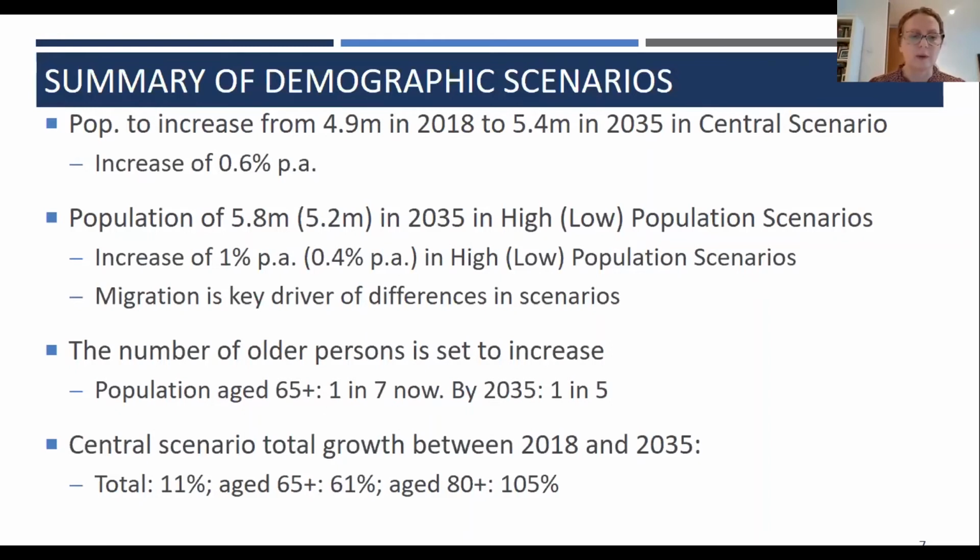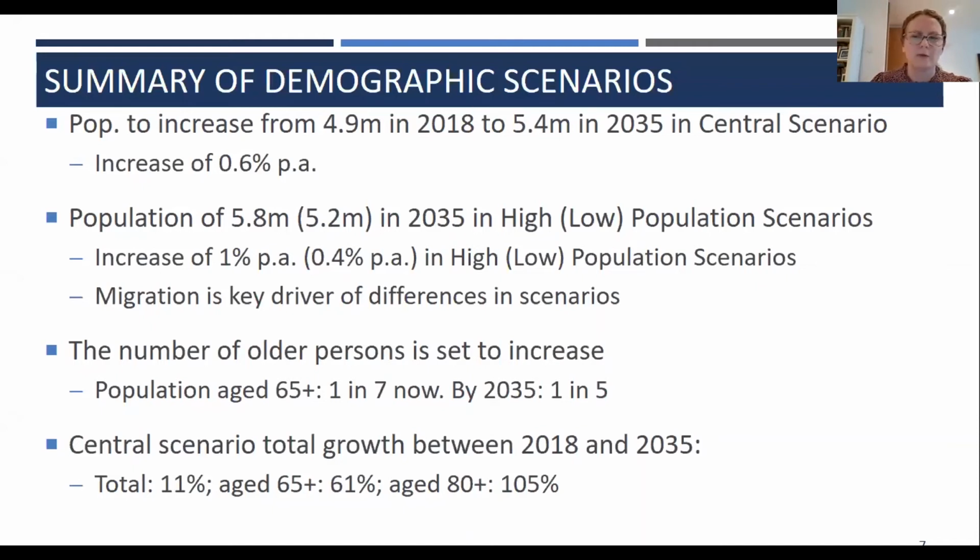That's closer to the growth that we saw over the 96 to 2016 period. And in the low population scenario, the population is expected to reach 5.2 million by 2035. And that corresponds to annual growth of around 0.4% per annum. And across the different scenarios, migration is the main driver of the differences. So that's the overall picture for population growth over the period.